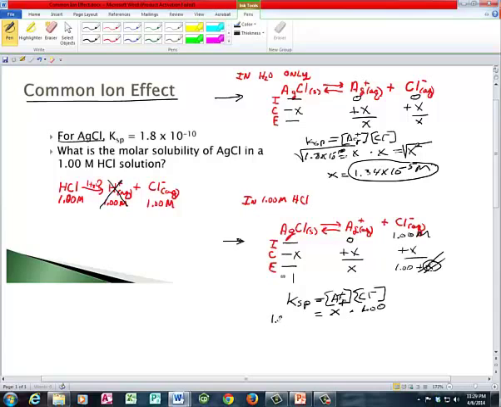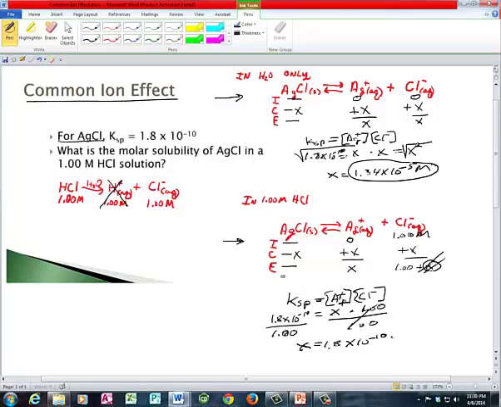We've got a Ksp of 1.8 times 10 to the minus 10. We solve the problem simply by dividing both sides by 1.00. That cancels over here, and then 1.8 times 10 to the minus 10 divided by 1 molar gives an X value equal to 1.8 times 10 to the minus 10.